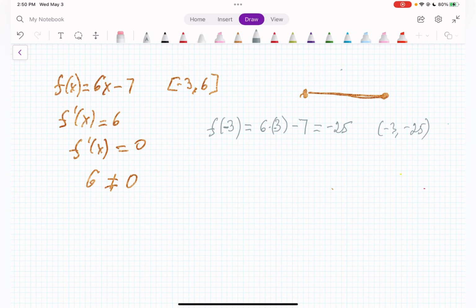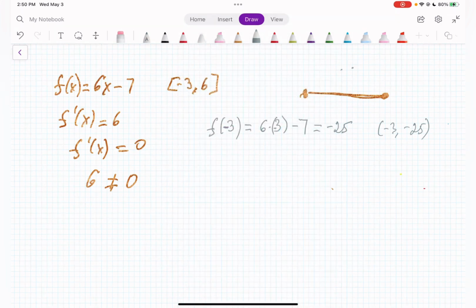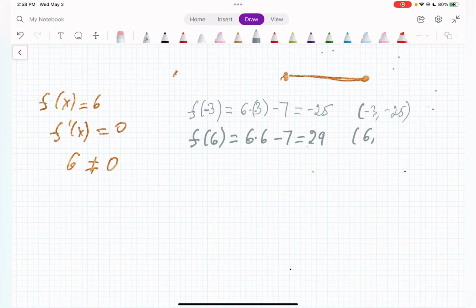Now we are taking f of 6. Let me take a thicker one. So f of 6 is equal to 6 times 6 minus 7. And we are getting 36 minus 7, which is going to be 29. So the point is going to be 6 and 29.